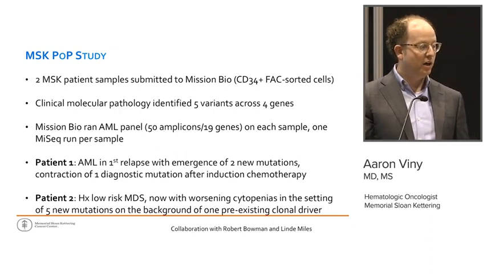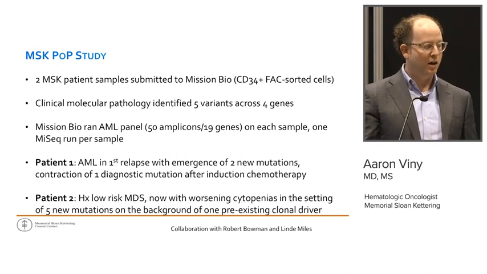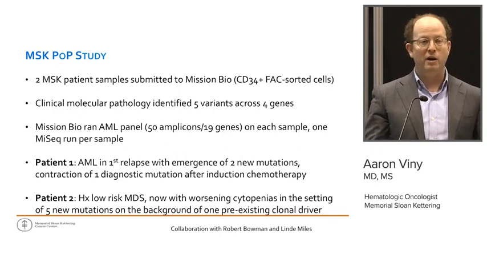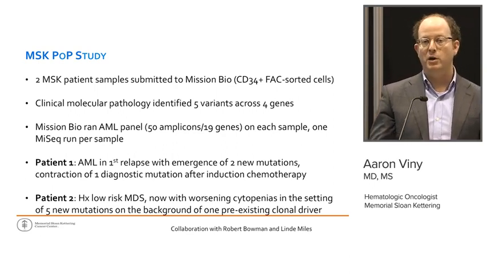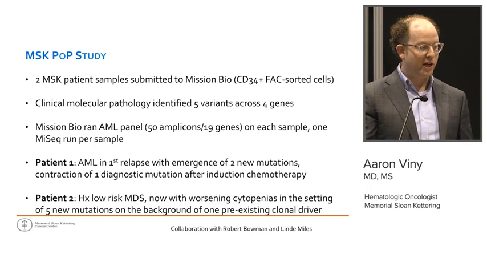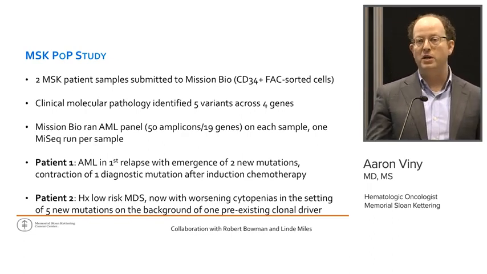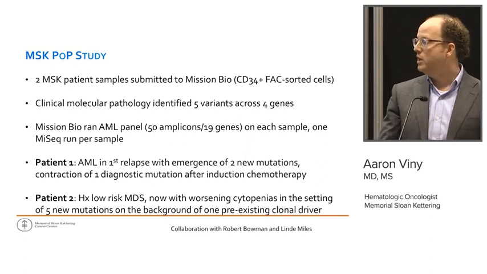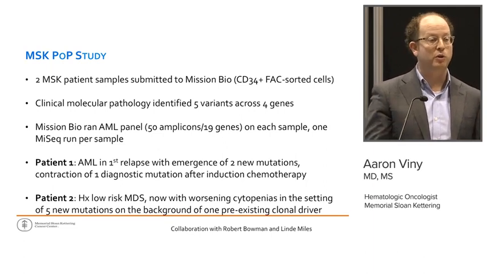And we took patients who, between the 2 of them, had 5 identified mutations across 4 genes by our CLIA assays. We ran this on the Mission Bio AML panel with 19 genes covered, 50 amplicons, and 1 MiSeq run per sample.